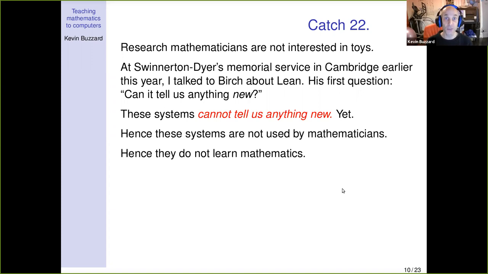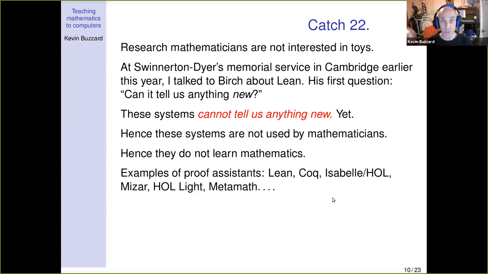And so the systems do not learn mathematics, because the only people working with them are computer scientists. The computer scientists, of course, know some mathematics, but they don't know research mathematics. So this is a big problem.